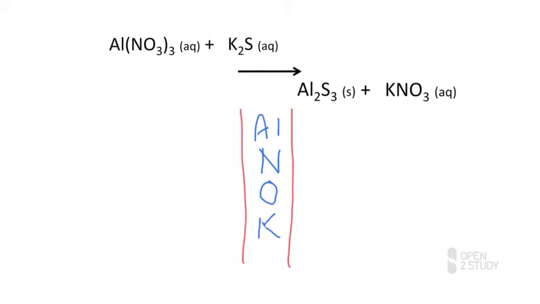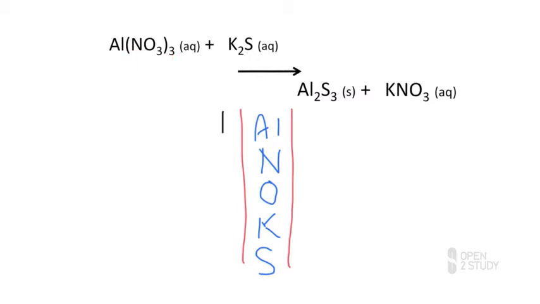K, I've got potassium. And S, I've got sulfur. We're then going to go through each side of the chemical equation and count how many of each element we have. So first of all, left-hand side, I've got 1 aluminium here, so 1 there. For the nitrogen, I have 1 per nitrate, but there are 3 nitrates.